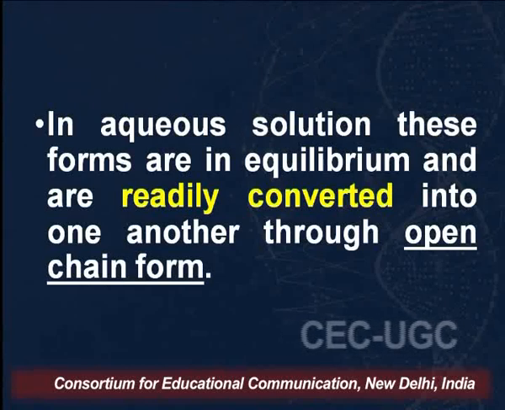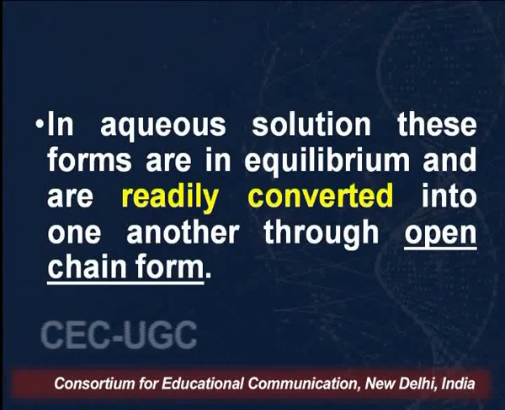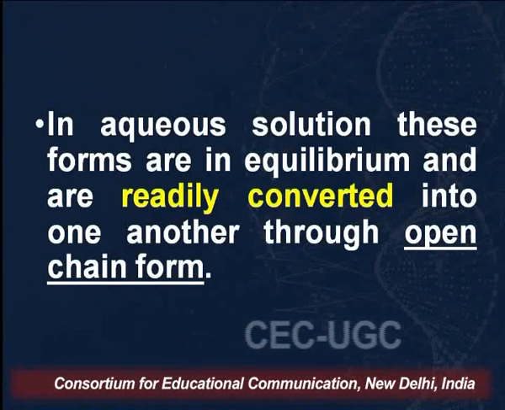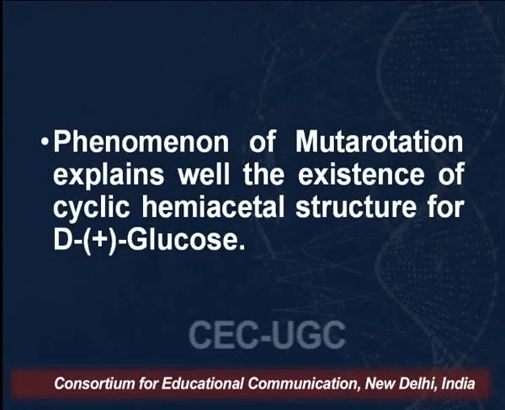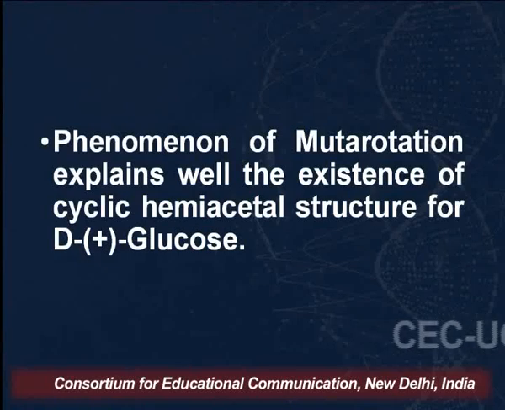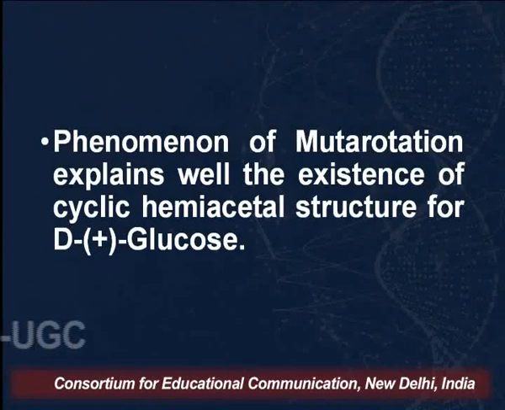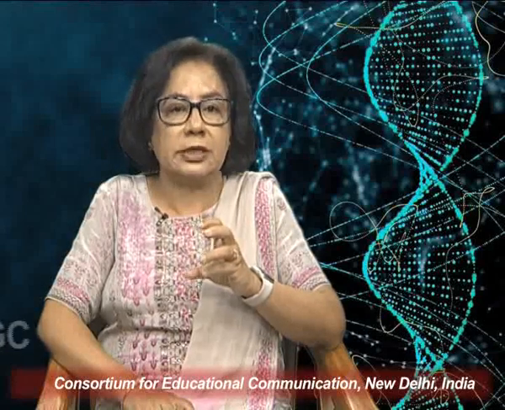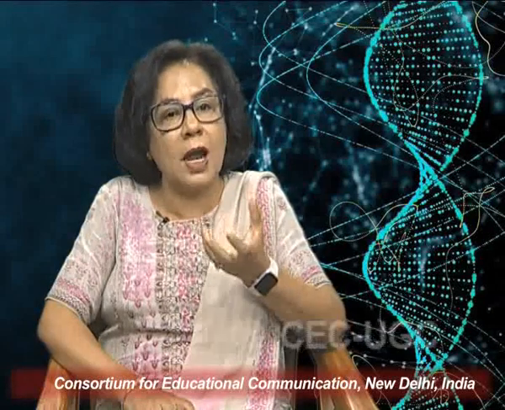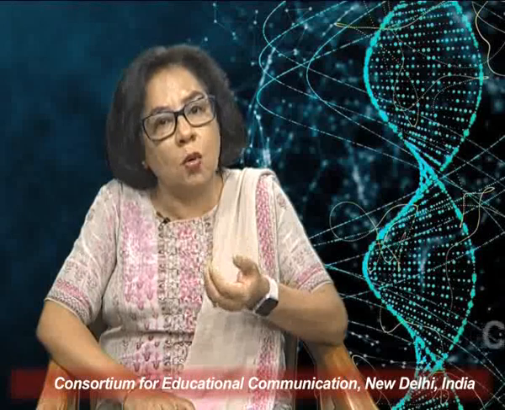That is, when either of the forms, alpha D glucose or beta D glucose, is dissolved in water, these two forms readily interconvert into each other through the open chain form till an equilibrium is obtained. And this phenomena of mutarotation supports that glucose exists in cyclic hemiacetal form, that is, the alpha form and the beta form. So what is mutarotation? Before we proceed further as to why glucose shows mutarotation, we should know what mutarotation is.